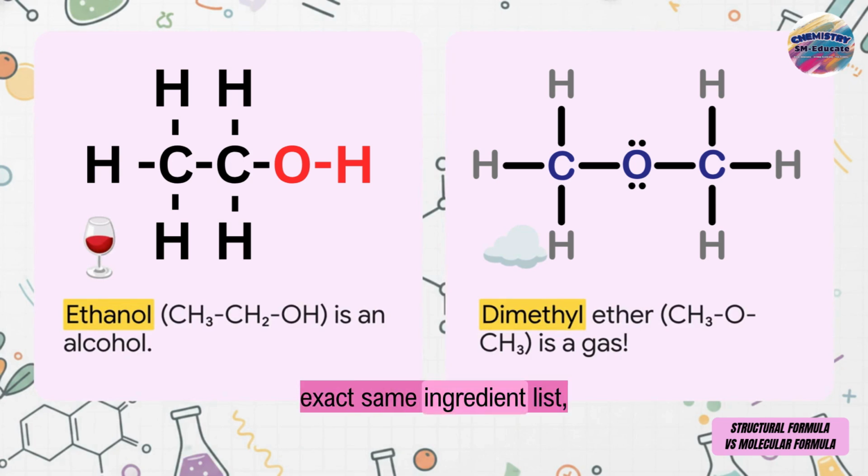That exact same ingredient list, C2H6O, can build 2 entirely different things. If you arrange the atoms one way, you get ethanol, which is an alcohol. But if you take those exact same atoms and just snap them together in a different order, say putting the oxygen atom right in the middle between the 2 carbons, you get dimethyl ether. That's a completely different chemical compound. In fact, it's a gas at room temperature. Without the structural formula to guide us, there's absolutely no way we could tell them apart on paper.